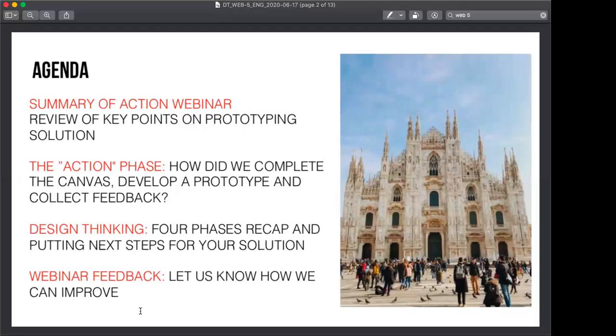What we're going to do is a recap of our last seminar, which was on action and the prototyping process. We'll look at the action phase canvas, which describes how we prototype, and a quick overview of the overall process of design thinking. And then we'll ask for some feedback, so you can let us know how we can improve the content and information we've shared, or what you'd like to see in the future.